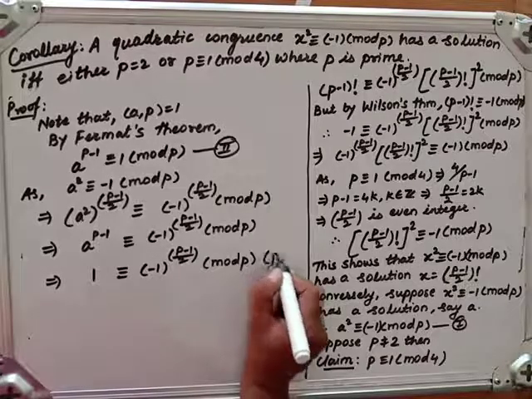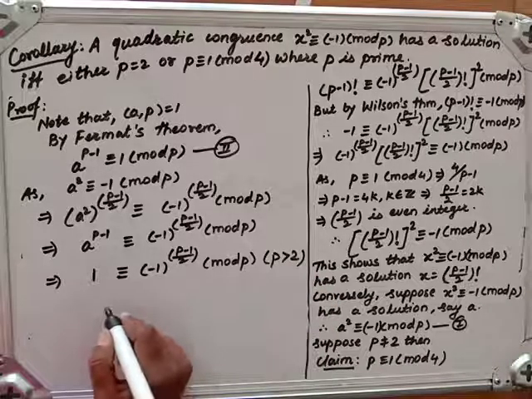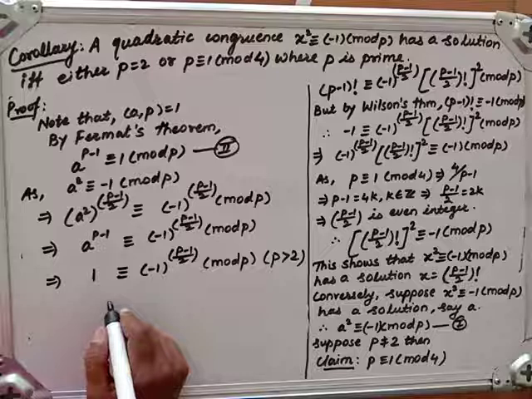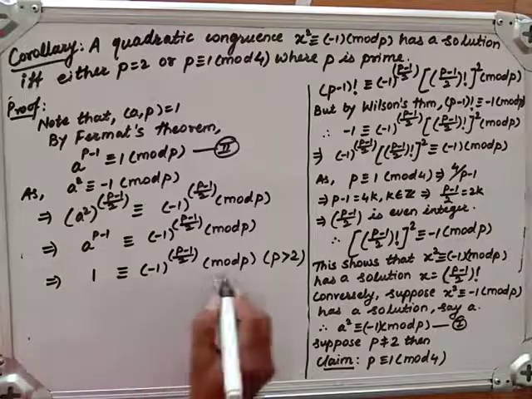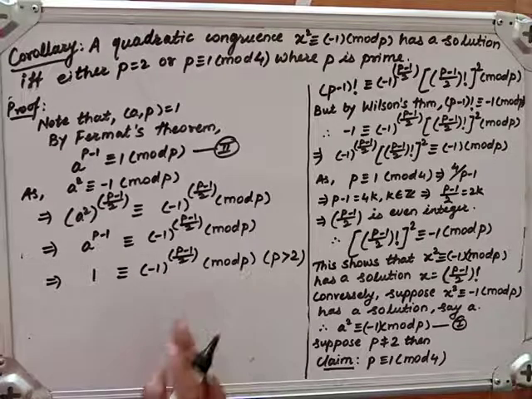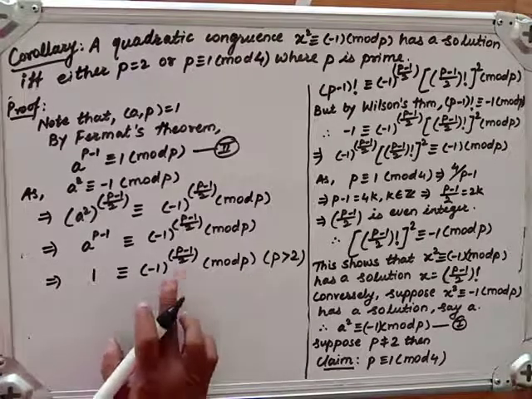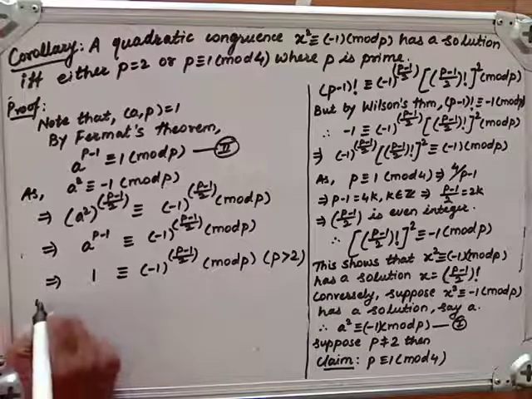Here P is greater than 2. We have assumed P is not equal to 2, so it will be greater than 2, as P is a prime number. Fine. So 1 is congruent to this one, or this one is congruent to 1 modulo P. This is possible only when this P minus 1 by 2 is an even number.